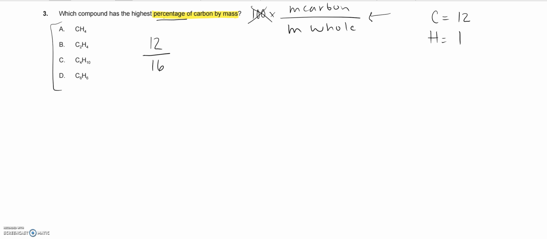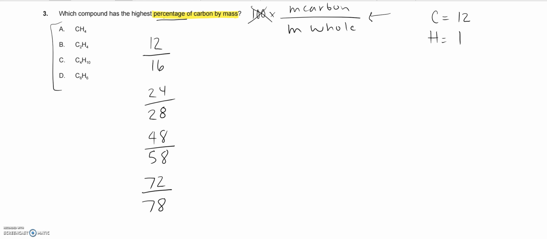And then our second one, we've got carbon, 2 of them, so 12 times 2 is 24, divided by the whole, which is 24 plus 4 more, 28. And then 12 times 4 is 48, divided by the whole, 48 plus another 10, that's going to give us 58. And then finally we've got 12 times 6, which is 72, divided by 72 plus just 6 more, 78.